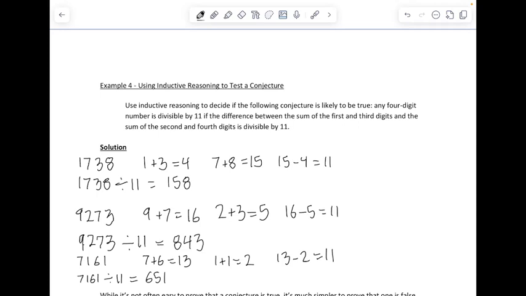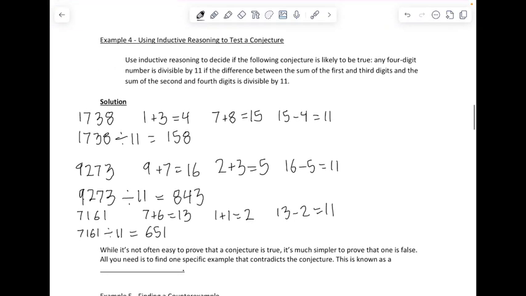So while we can't be positive based on 3 examples, inductive reasoning does indicate that the conjecture is likely to be true. We cannot say that it's definitely true based off of only 3 examples, but the evidence that we have does seem to support the conjecture.